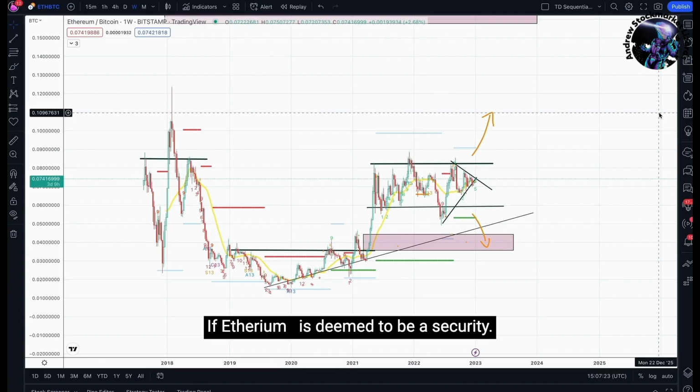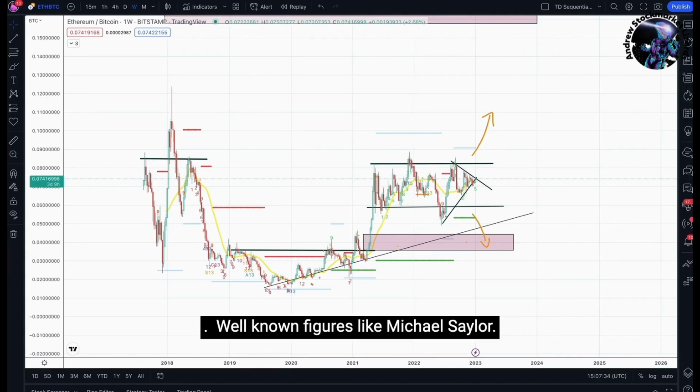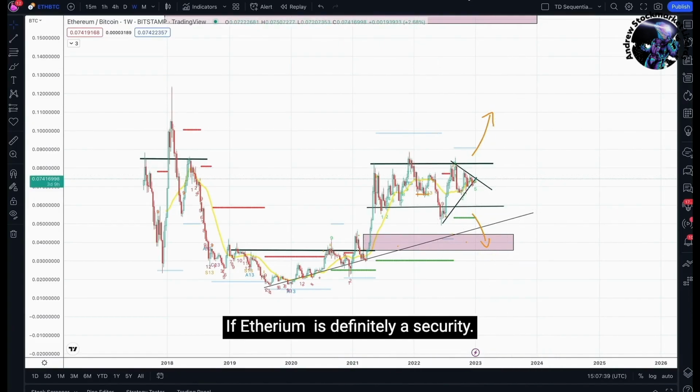If Ethereum is deemed to be a security, and if you really look at the fundamentals behind Ethereum, well-known figures like Michael Saylor had come out and said that Ethereum is definitely a security. You want a roadmap for how you create a commodity. You have to do it the way Satoshi did it. You create a protocol, you give it to the world, you disclaim beneficial ownership of it, you disclaim control of it, and you disappear. That's what Satoshi did. It was a gift to the world.